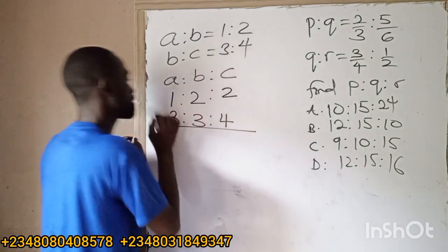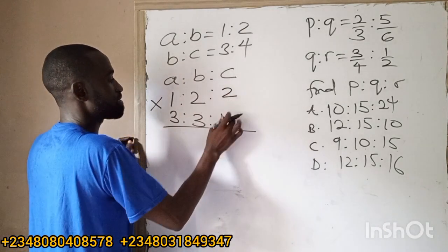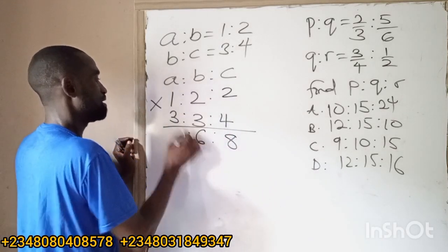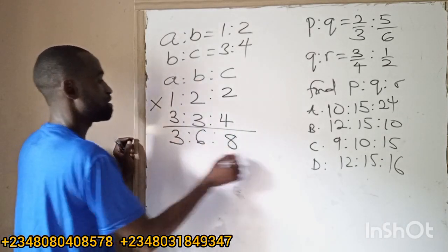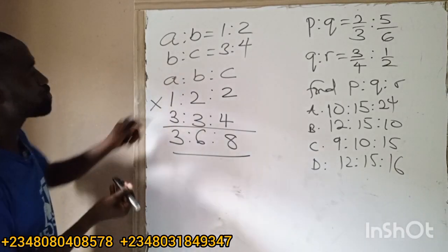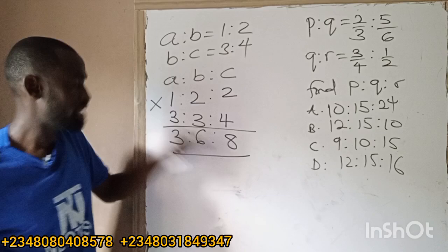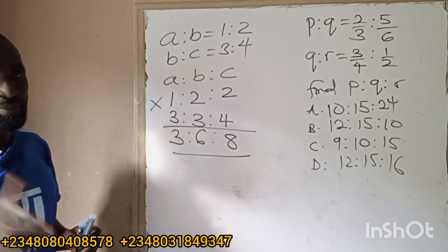I will now multiply. This times this, I have 8. This times this, I have 6. This times this, I have 3. So our A ratio B ratio C is 3 ratio 6 ratio 8.